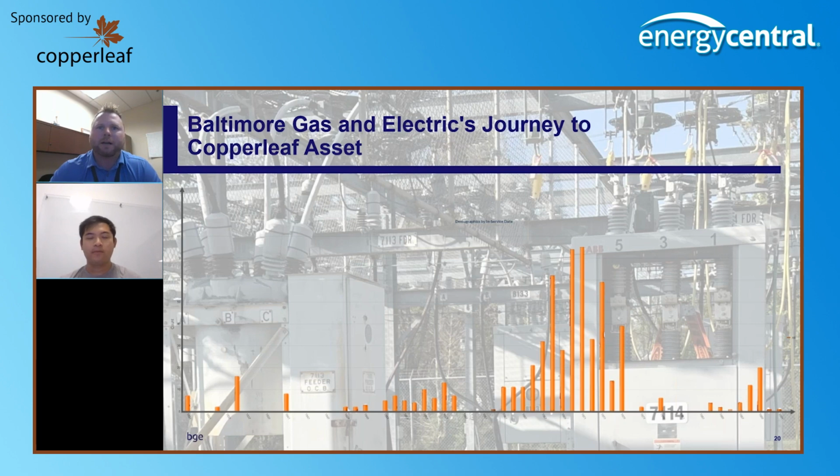But how we got to Copperleaf really started with a challenge that we had on distribution oil circuit breakers. You can see the picture here on the slide, right? This is the replacement breaker, and then an old OCB, and then that distribution graph you see is actually Copperleaf data of BGE's oil circuit breaker population. If you really squint hard at the bottom bar, you can see the ages of those. Our average age is somewhere around 60 years old, and we have roughly 600 of these left on the system.